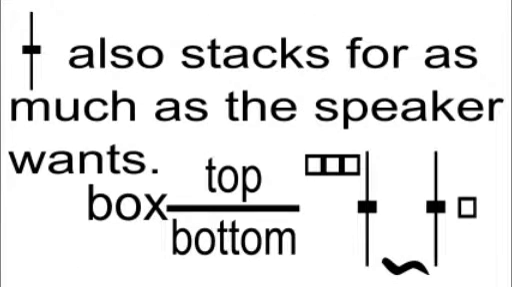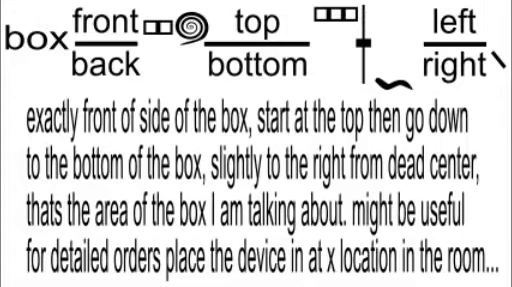The addition pictograph also stacks for as much as the speaker wants. This of course would be from the top of the box, go to the bottom of the box, then go slightly above the in between the top and the bottom is here. This example would be exactly front of side of the box. Start at the top, then go down to the bottom of the box, slightly to the right from dead center. That's the area of the box I am talking about. This might be useful for detailed orders. Place the device in an X location in the room is here.